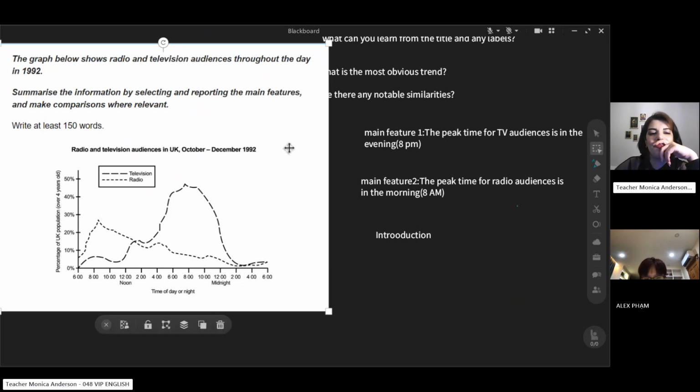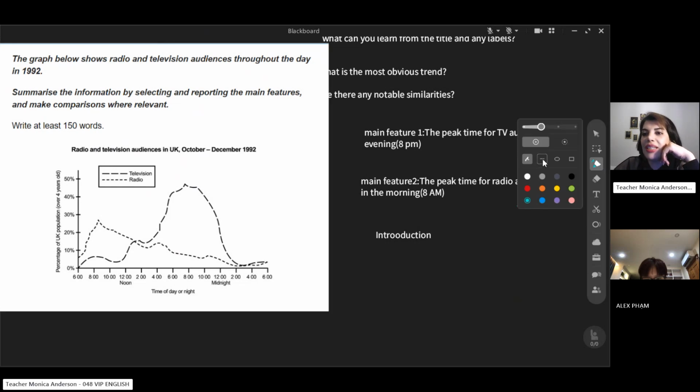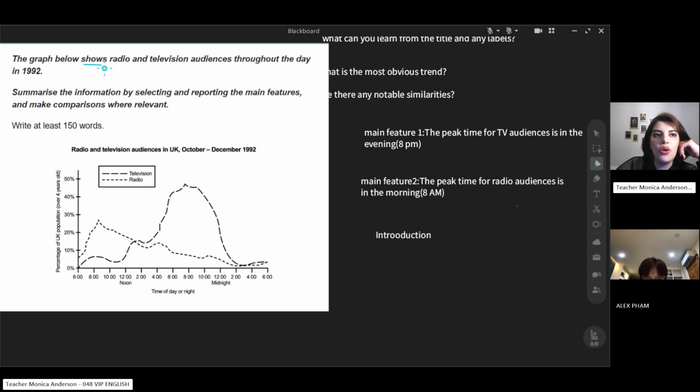How to write it? First of all, let me help you. Let me underline the keywords. Show. And you can find something else like the graph, audience, and when, where. So let's write.